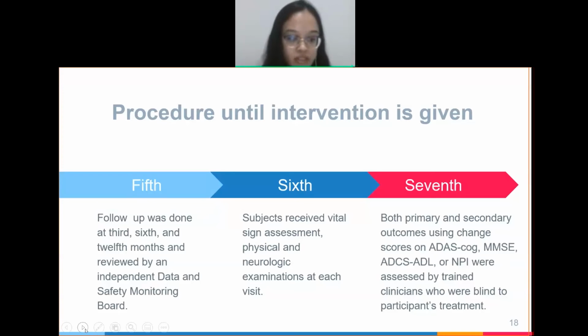Then the follow-up was done at 3rd, 6th, and 12 months and reviewed by an independent data and safety monitoring board. For each visit, the subjects received vital sign assessment, physical and neurologic examination. Then both primary and secondary outcomes using change scores on ADAS-Cognitive, MMSE, ADCS-ADL, or NPI were assessed by trained clinicians who were blind to participants' treatment.